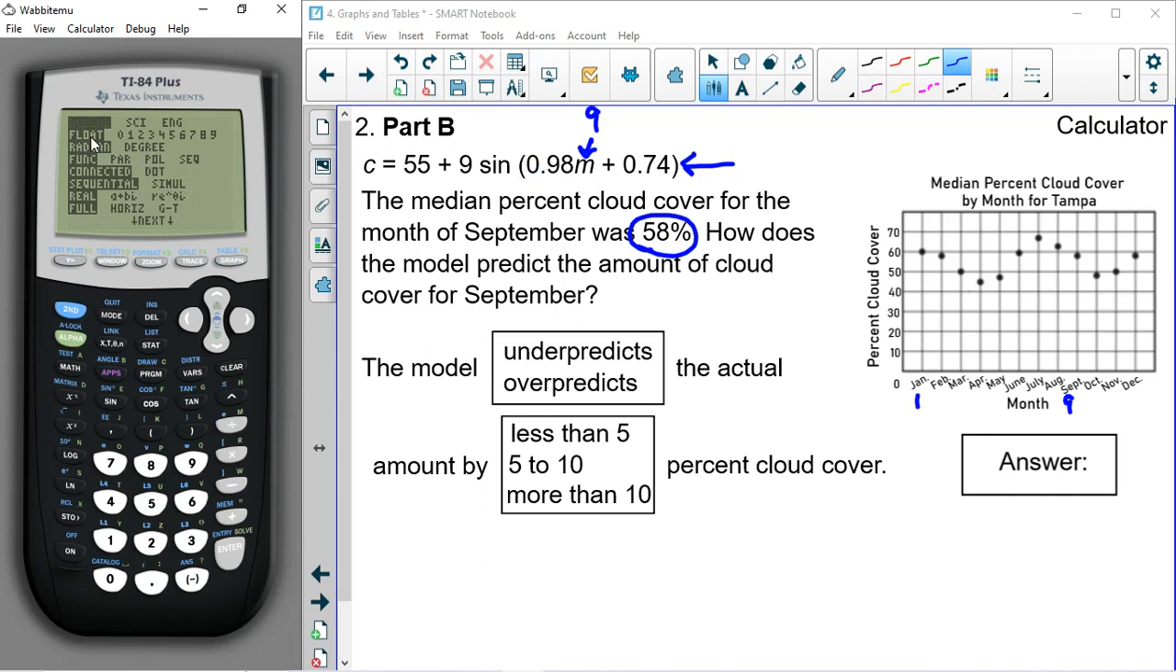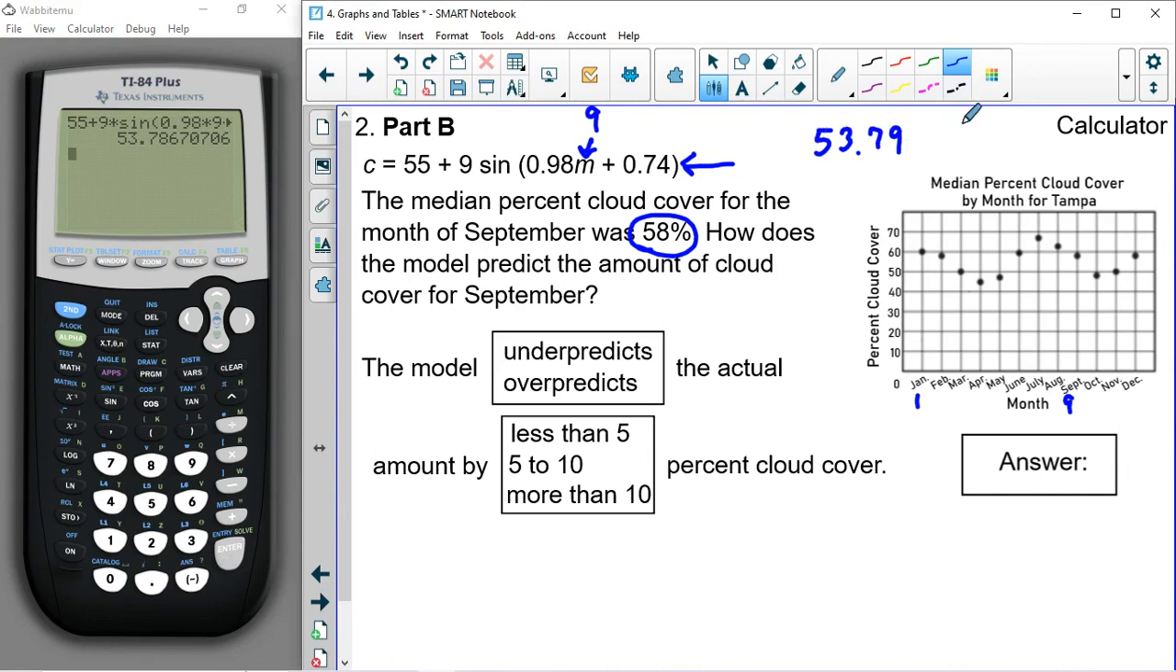But for this, radian mode is going to be the way to go. I'm going to hit second quit to get out of the mode menu, and then we're just going to type this in. So it's 55 plus 9 times sine of 0.98 times m, which is 9 for September, plus 0.74. Then we hit enter, and we get an answer of 53.79. We'll round it to the second place, the 100th place.